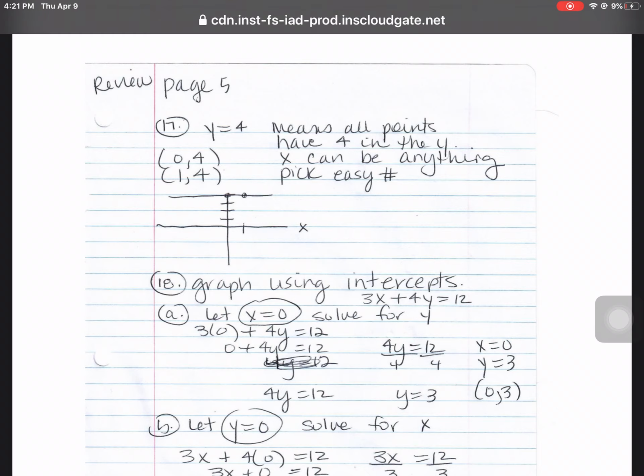17, y equals 4 means all your points have 4 in the y place. So just make anything for x, because the line keeps going, so it doesn't matter what you put in x, because your line just keeps going forever.